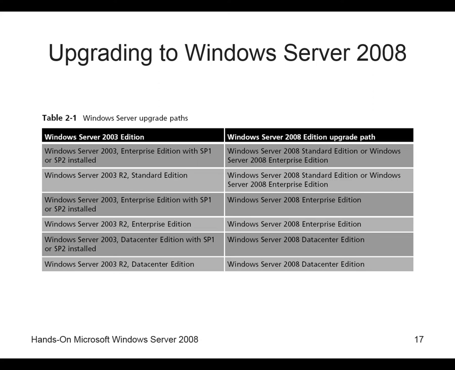All right. Here are the equivalents of what you can upgrade to. If I have a 2003 Enterprise with Service Pack 1 or 2, I go to 2008 Standard or Enterprise. Make sense? If I have a 2003 R2 Standard, I go to 2008 Standard or Enterprise. If I have 2003 Enterprise Edition, I can only go to Enterprise. If I have a Data Center Edition, I have to go to Data Center. Does that make sense?